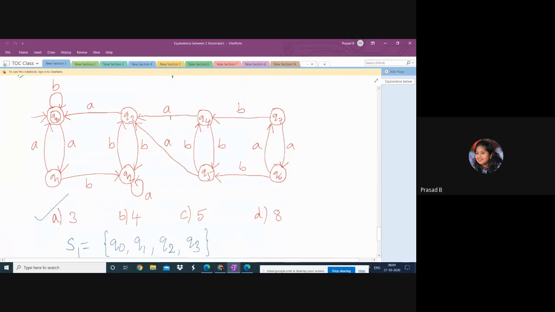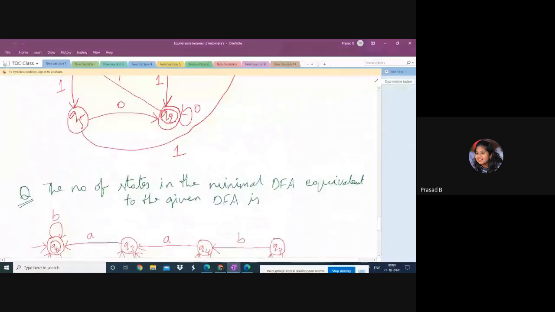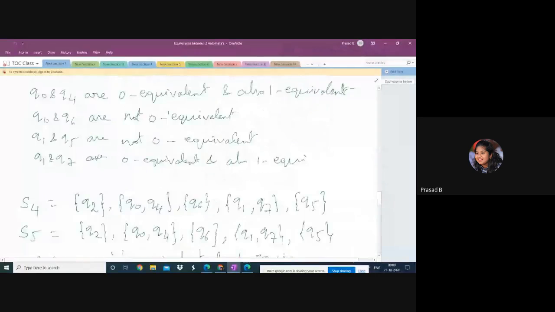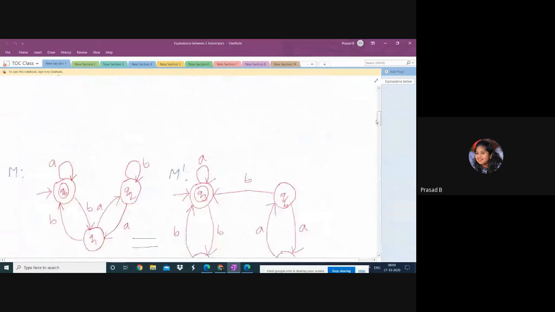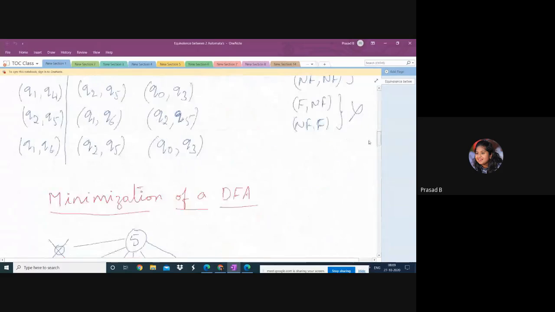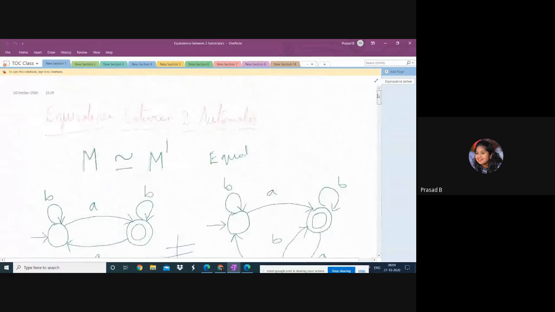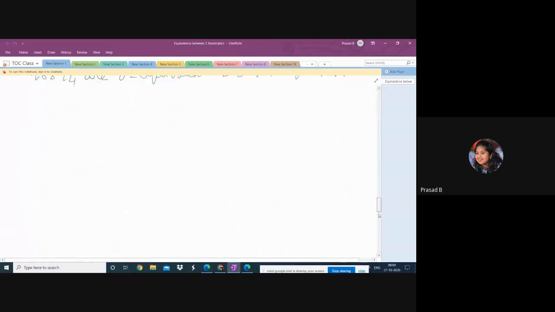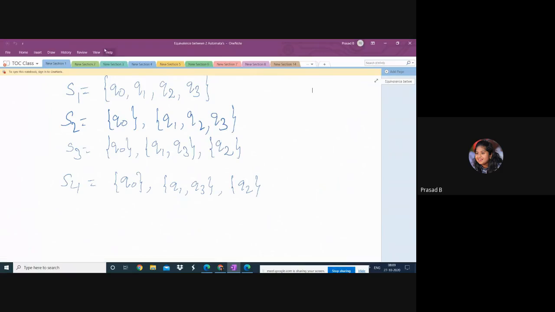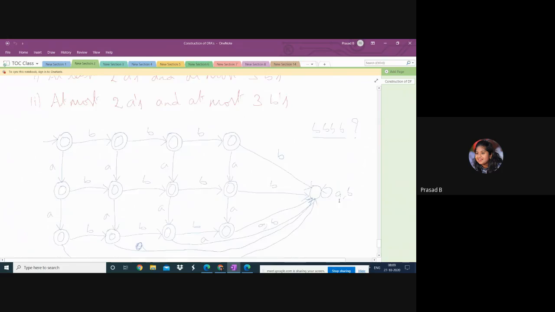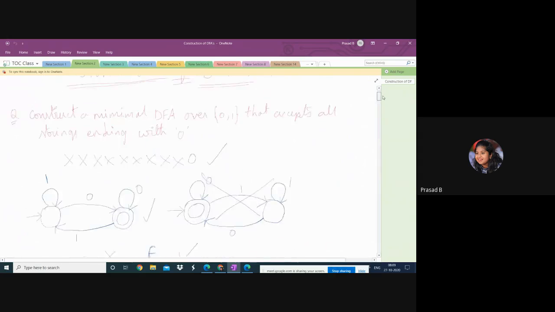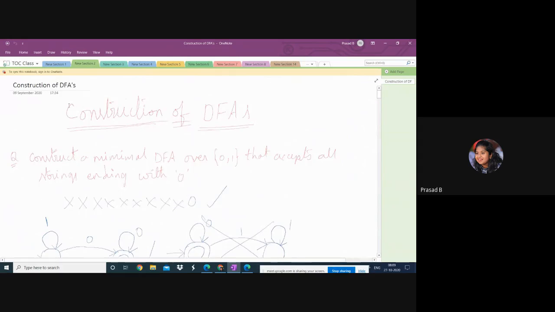Okay, do you remember the last class? We did minimization of DFA and equivalence between two automata. Okay, this one is completed. Today we'll start construction of DFAs.